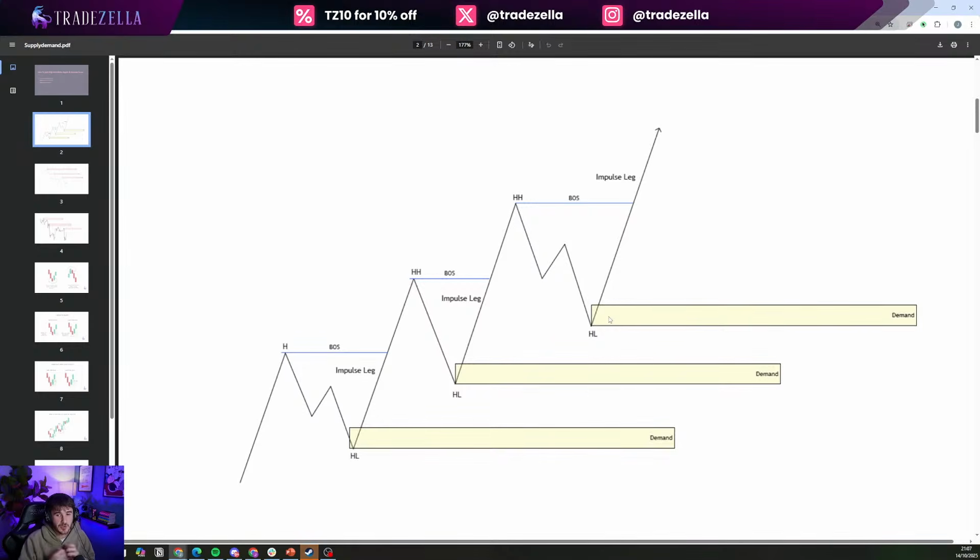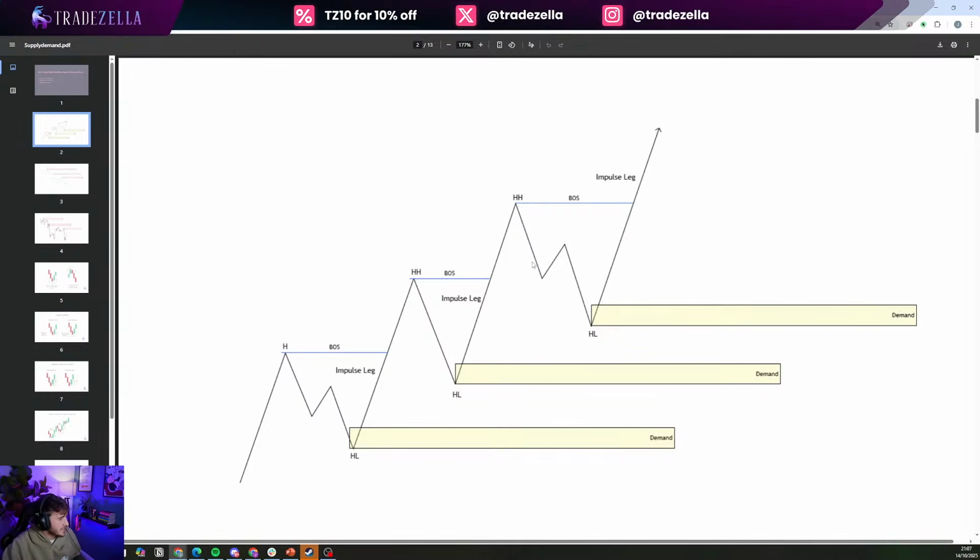And this is where it all connects. Supply and demand tells us where price is likely to react, and market structure tells us when it's ready to move. So once you can read structure in real time, higher highs, higher lows, and those clean breaks of structure, you'll stop forcing those trades and start aligning with what the market is actually doing.